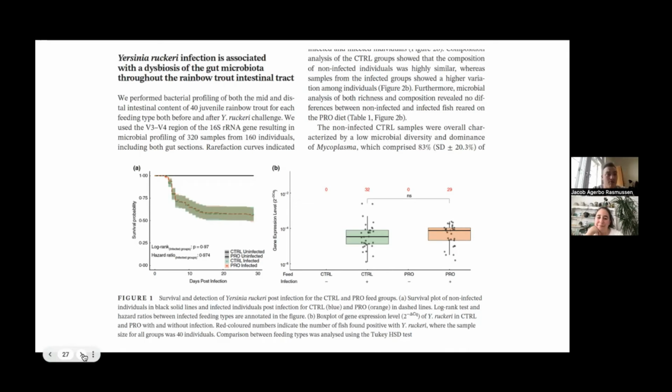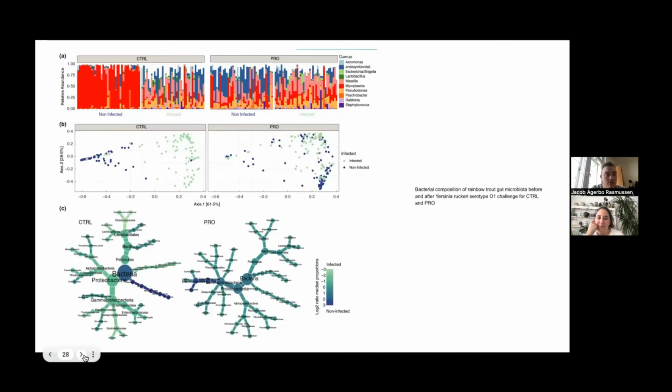And then the next thing we wanted to test was the presence of these pathogenic bacteria inside the rainbow trout, to see if this pathogen was everywhere, or only in infected fish, because that's quite a good control to have. And we found it only in the infected fish. And then the next thing would be to investigate what the microbiome composition is.